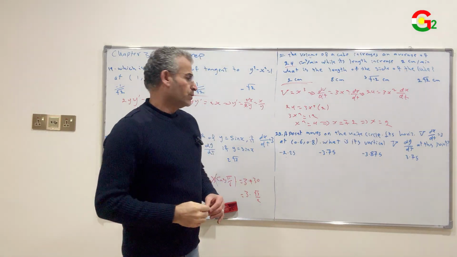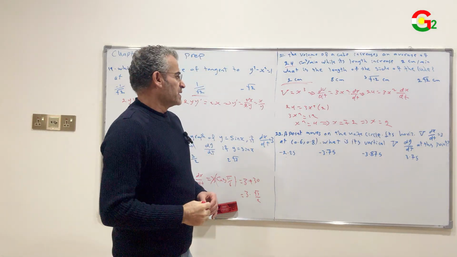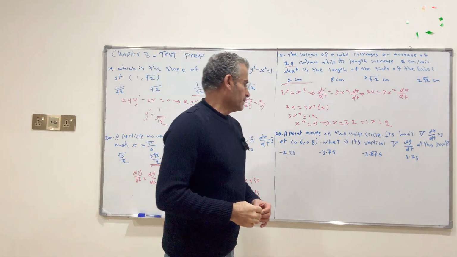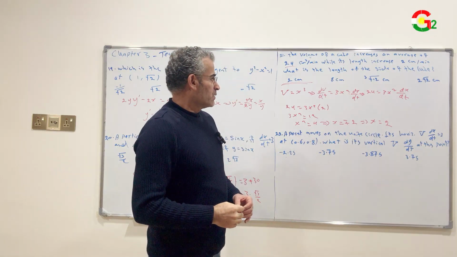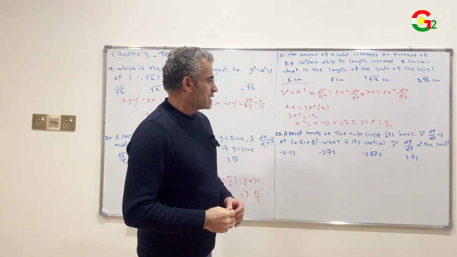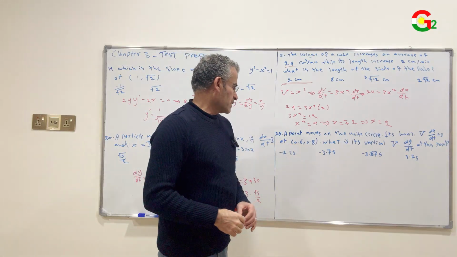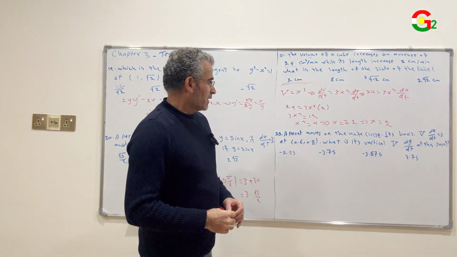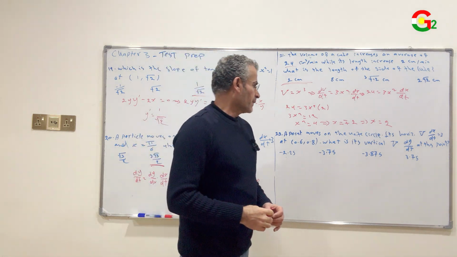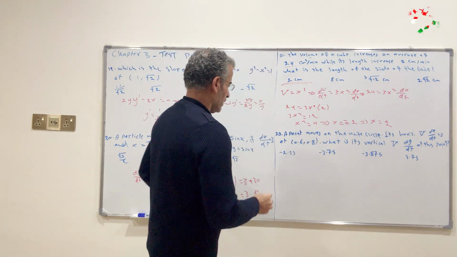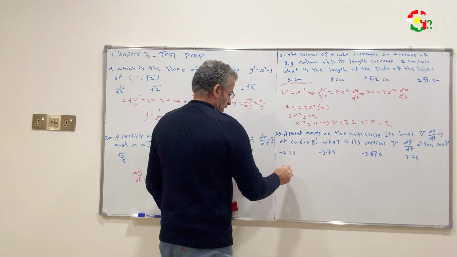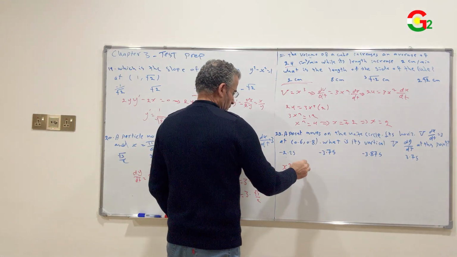Question number 22: a point moves on a unit circle. Its horizontal velocity dx over dt equals 3 at the point (0.6, 0.8). What is the vertical velocity dy over dt at this point? The equation of the unit circle is x^2 plus y^2 equals 1.